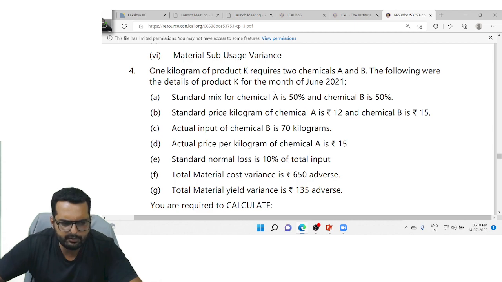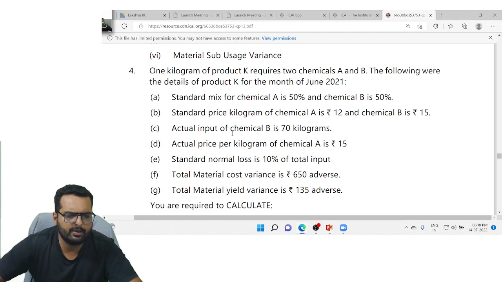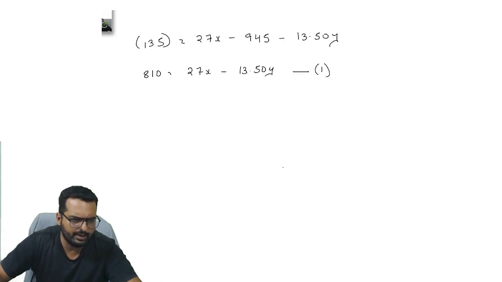50-50. Standard price is given as 1215. Actual input is 70 kilogram. Actual input of chemical B is only 70 kilogram. Actual price of chemical A is given. Standard loss we will have to take later. That's all. There's no other information available for us. So now let me just find out the cost variance. We got one equation. Let's keep it that way.